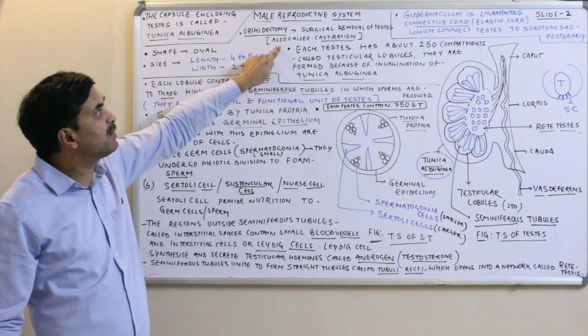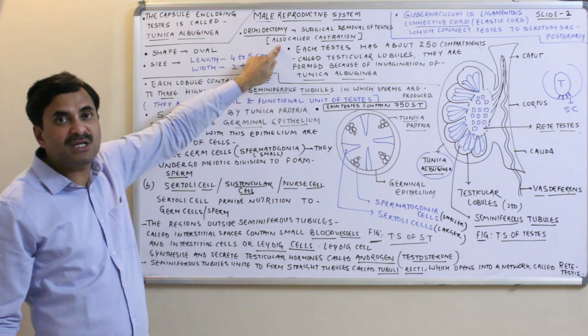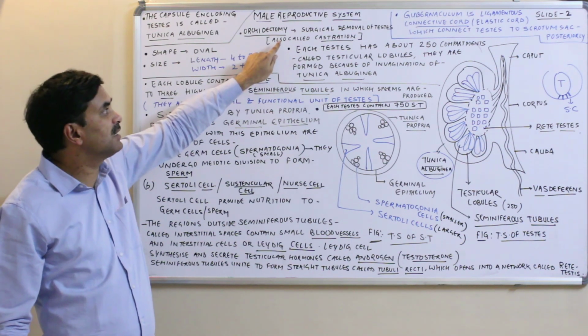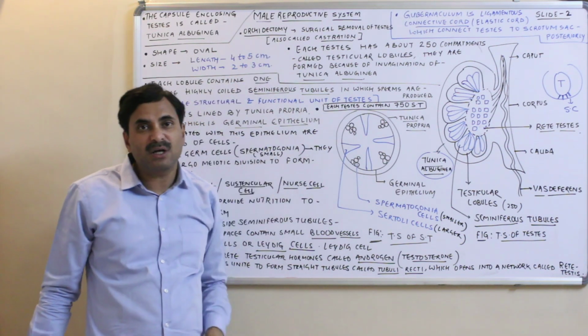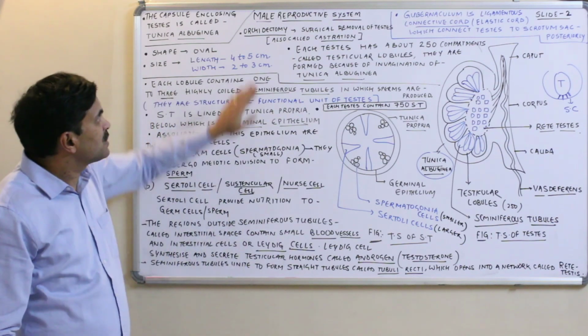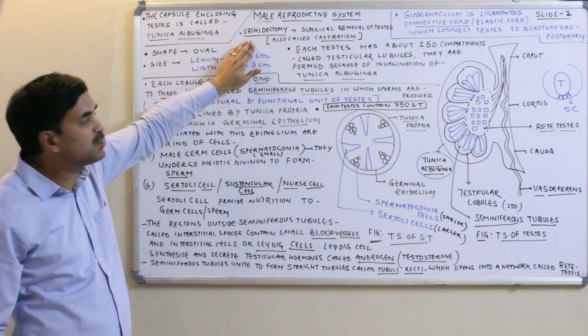Okay, so this is called castration. Castration is generally done in oxen to remove the aggressiveness caused by the testosterone hormone, because testosterone gives aggressiveness. So this is not done in the case of human beings.